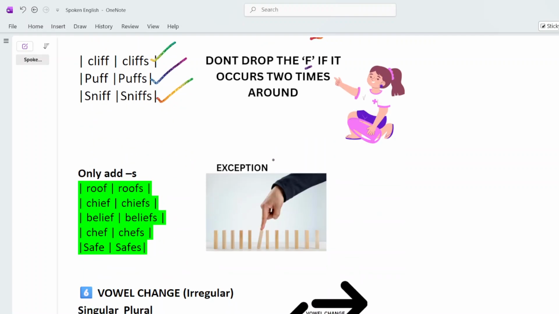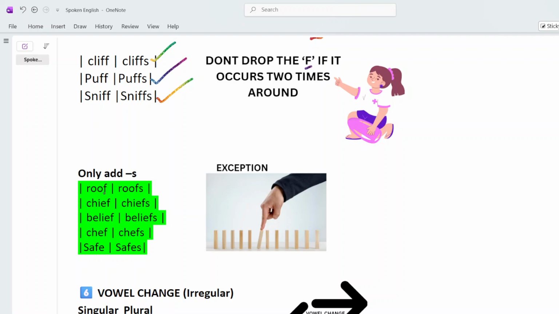Now, I just told you about exceptions, right? Exceptions are pretty much exactly like this image you can see. All the wooden sticks are standing straight in a line. However, there is this one wooden stick which is not. It is an exception. Why? Because that is how these exceptions are, and they must be remembered individually. There is nothing we can do about this.